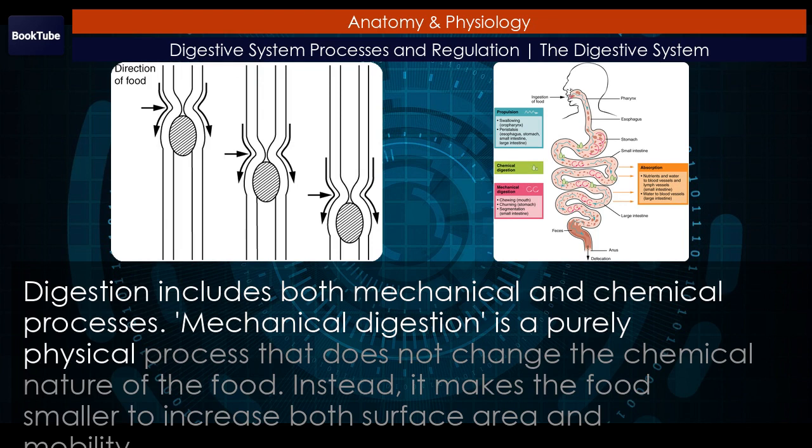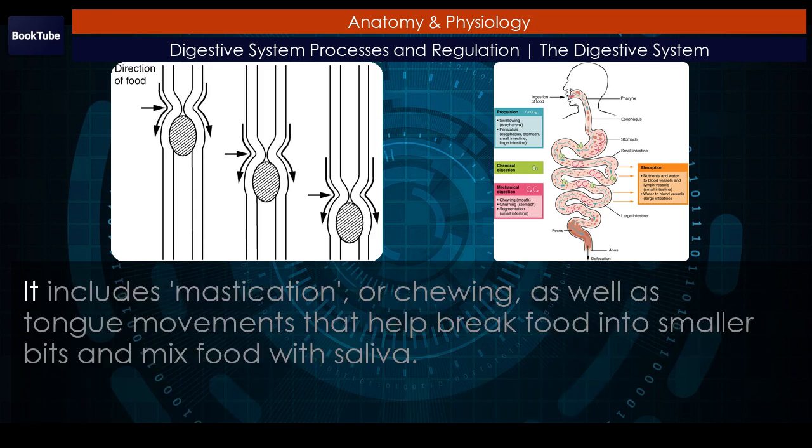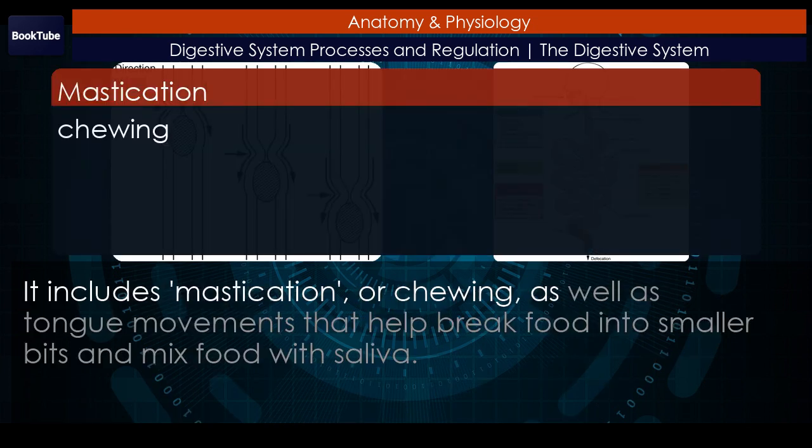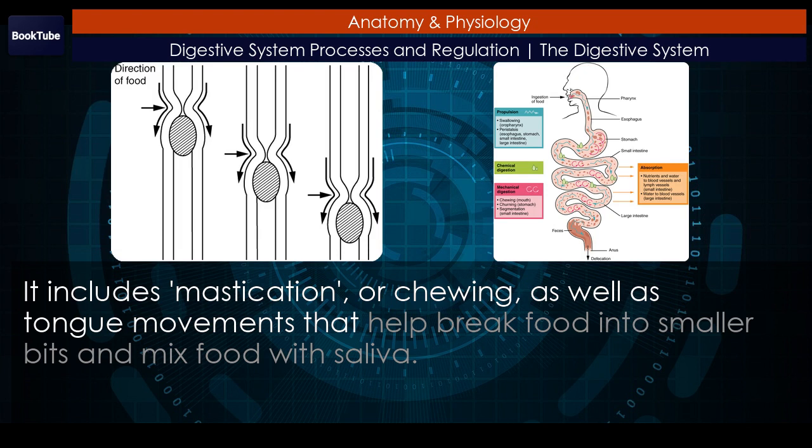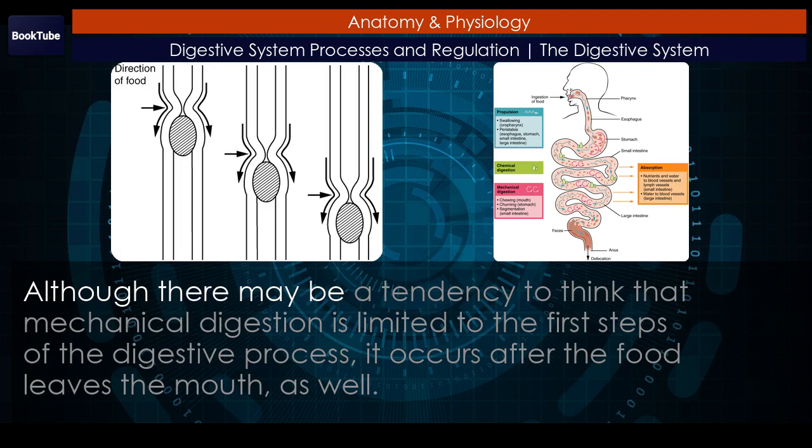Digestion includes both mechanical and chemical processes. Mechanical digestion is a purely physical process that does not change the chemical nature of the food. Instead, it makes the food smaller to increase both surface area and mobility. It includes mastication, or chewing, as well as tongue movements that help break food into smaller bits and mix food with saliva.